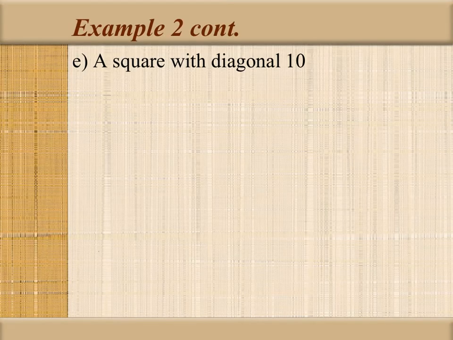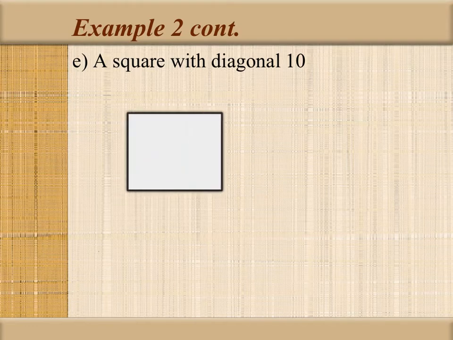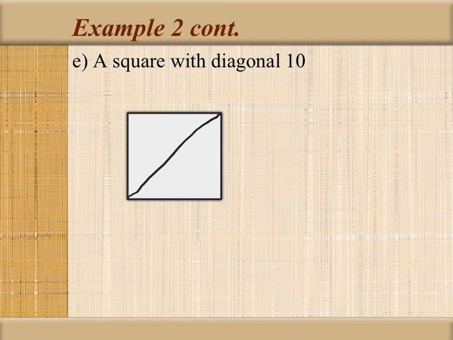Okay, so this one is a square with a diagonal of 10. So let me just get a square in here. And then I'll draw my diagonal. And this diagonal has a length of 10. Now, remember we're going to draw in the central angle. And remember the central angle is created by 2 radii. So I'm going to take 360, divide it by the number of sides, and I can see that my central angle here is 90 degrees.